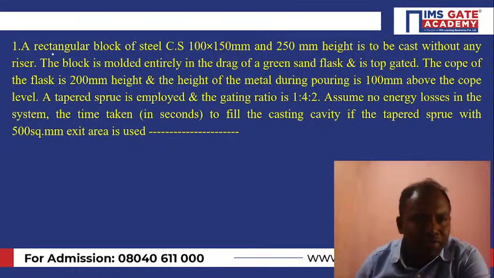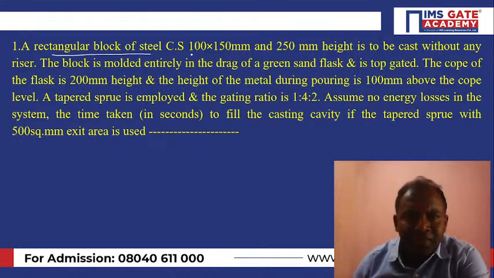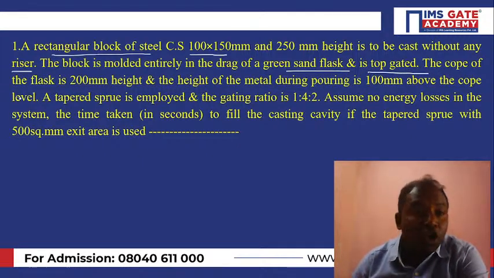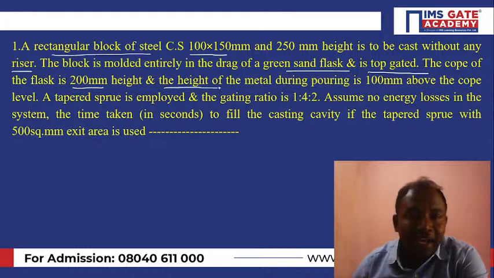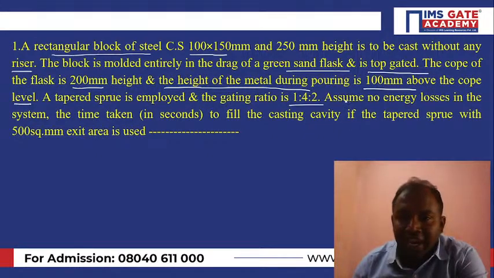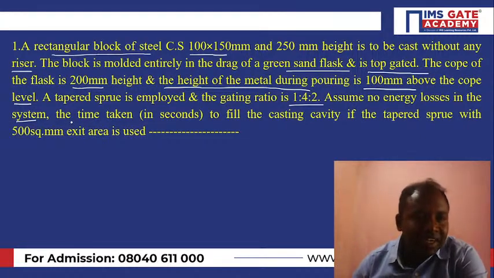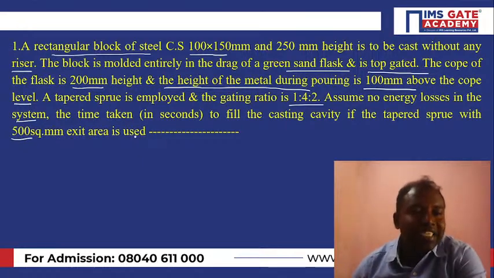A rectangular block of cast iron 100 by 150 mm and 250 mm height is to be cast without any riser. The block is molded entirely in the drag in a green sand flask and is top gated. The cope of the flask is 200 mm height and the height of the molten metal during pouring is 100 mm above the cope level. A tapered sprue is employed and the gating ratio is given. Assume no energy losses in the system. Now, the time taken in seconds to fill the cavity, if the tapered sprue has a cross section area of 500 mm square, so the exit area is used.